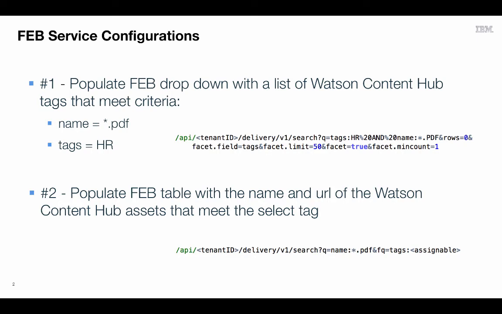I put this in because I may have many other assets out there. I don't want all the tags for all my assets. I just want those for those documents that I've tagged HR. And then the second service configuration goes ahead and populates the FEB table with the name and URL of the Watson Content Hub assets that meet the tag that I've selected in the dropdown or entered into the single line field.